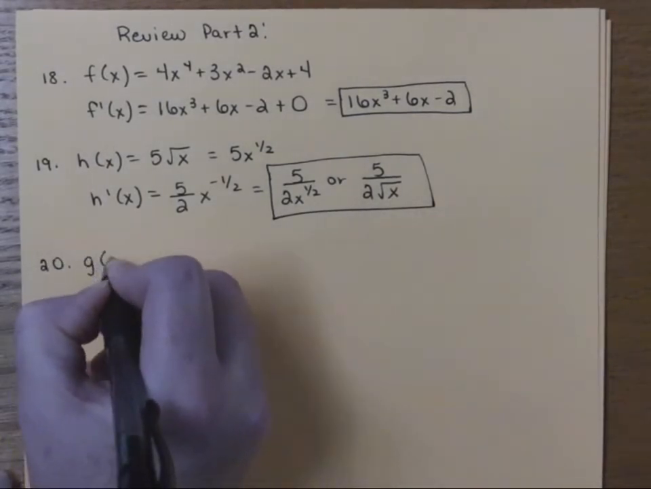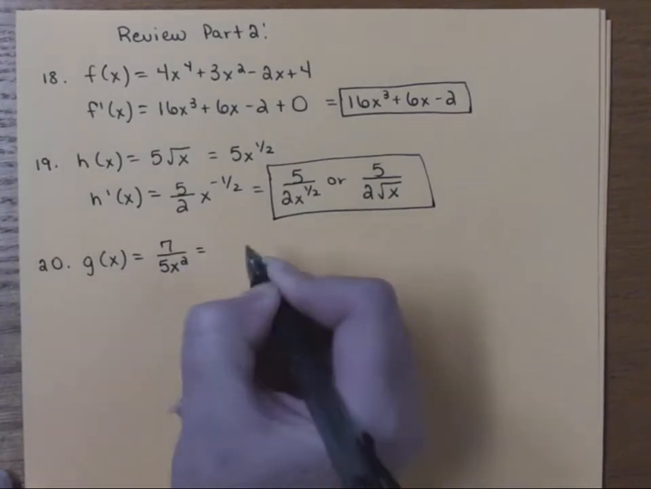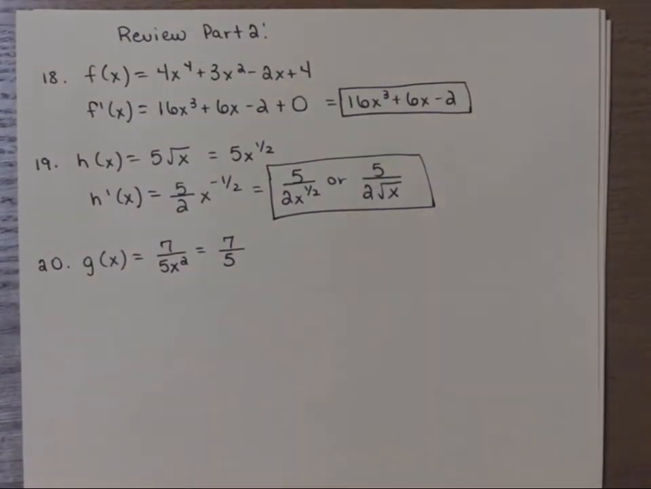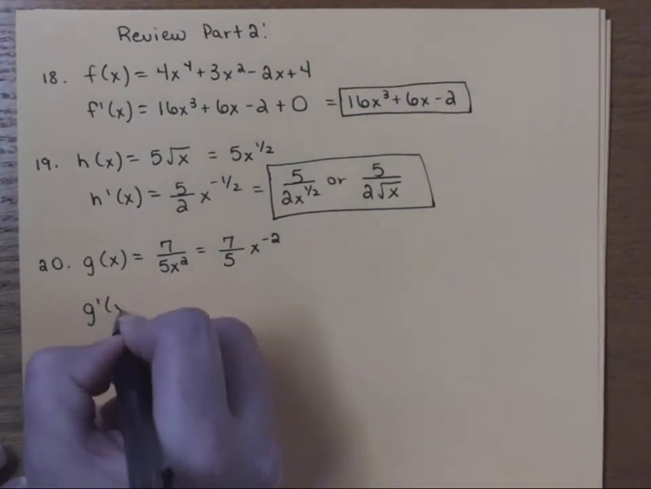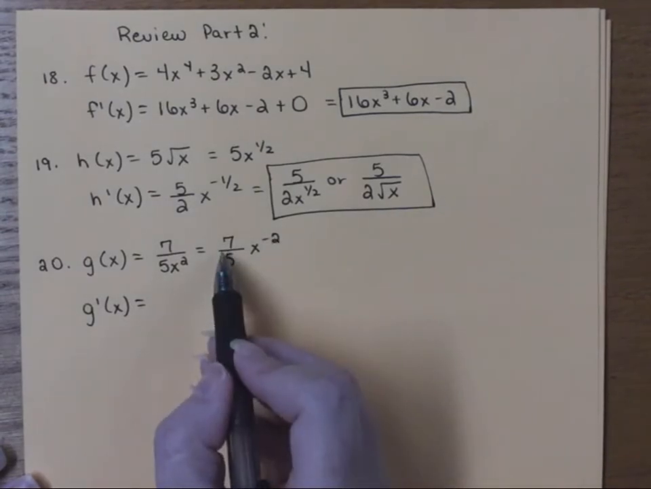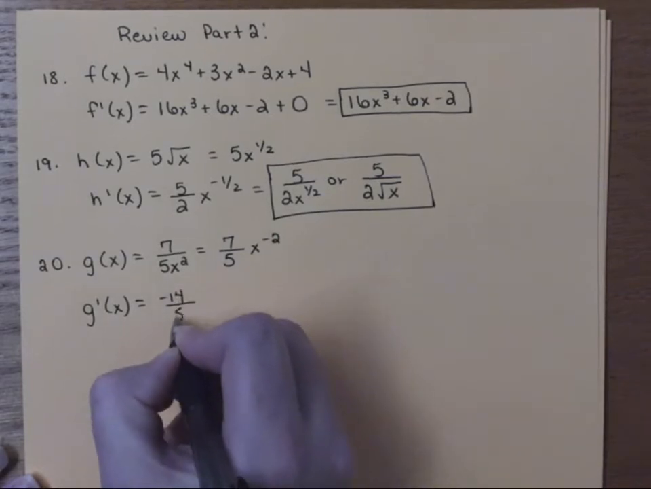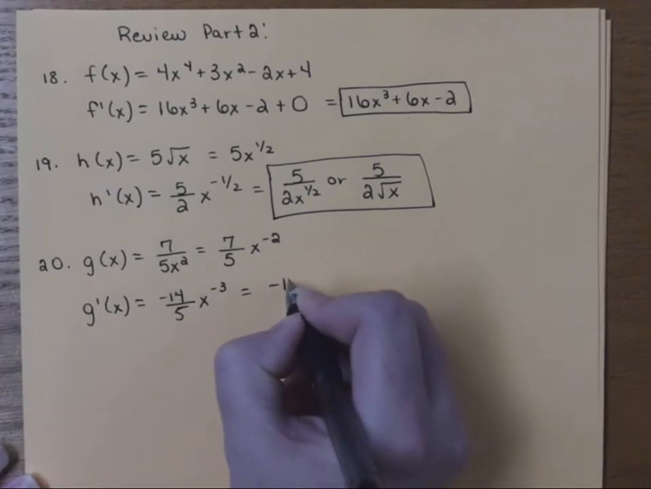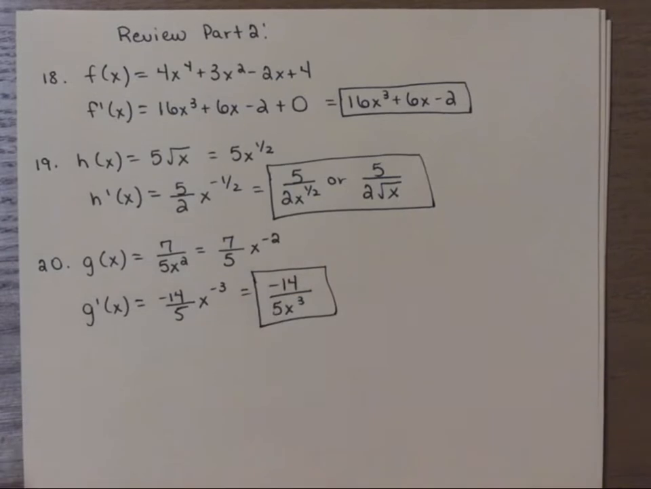So kind of similar on number 20. If we have 7 over 5x squared, we want to rewrite that immediately. So that's going to be 7/5. Notice nothing happens with the 7 over 5. It stays as it is, but then this is x to the negative 2. And now I'm ready to find the derivative by moving the power out to the front and subtracting 1 from the power. So negative 2 moved out to the front. If you multiply negative 2 over 1 times 7 over 5, you get negative 14 over 5. And then if you reduce the power by 1, you get negative 3. So I would want to see the answer written just like this. Okay, negative exponents move to the bottom.